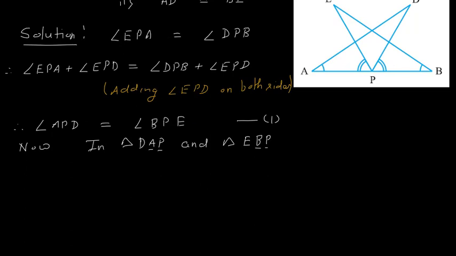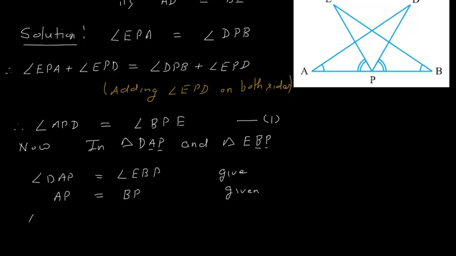So in these two triangles, we will start with angle, because angle side angle we have seen criteria we have to use. Angle DAP, so first your angle DAP is equal to angle EBP. This is given. Then side AP is equal to side BP. This is also given.